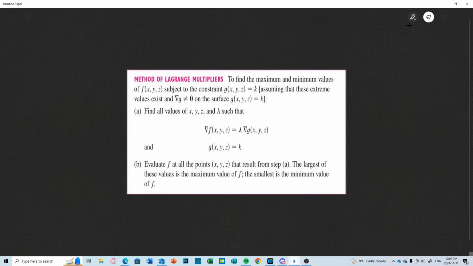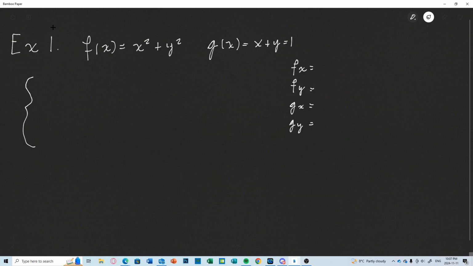The first thing you'll want to do is set the gradient of f equal to lambda multiplied by the gradient of g, and set g equal to k. Then you're going to set them equal to each other and solve for your point. Our first example is f of x, y equaling x squared plus y squared, with a constraint g of x, y equaling x plus y equaling 1.